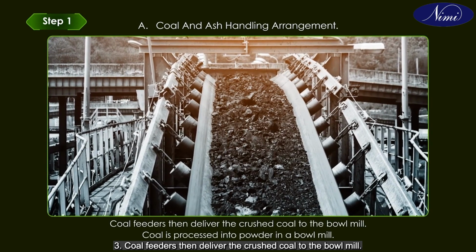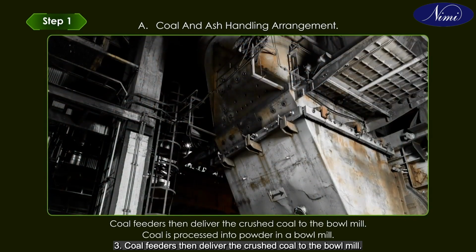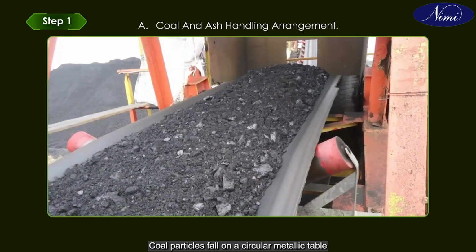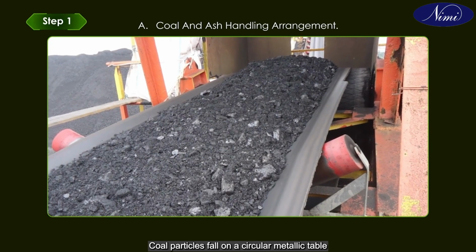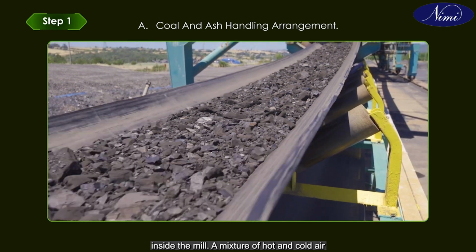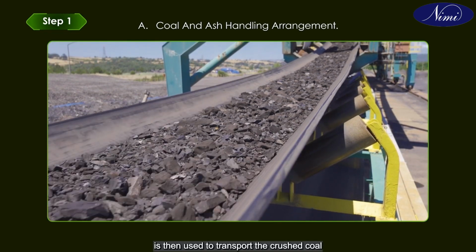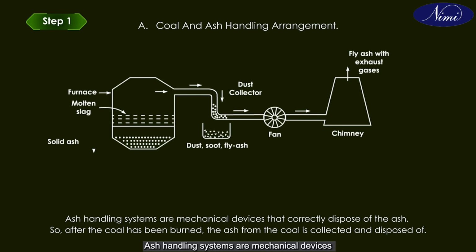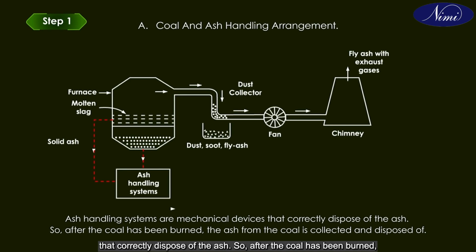Number 3: coal feeders then deliver the crushed coal to the bowl mill. Coal is processed into powder in a bowl mill. Coal particles fall on a circular metallic table inside the mill. A mixture of hot and cold air is then used to transport the crushed coal through coal pipes to the boiler.